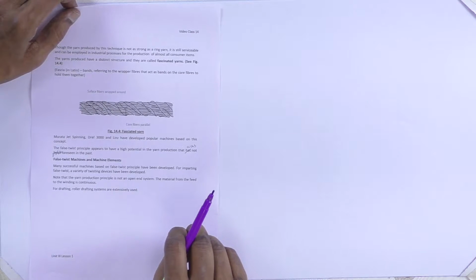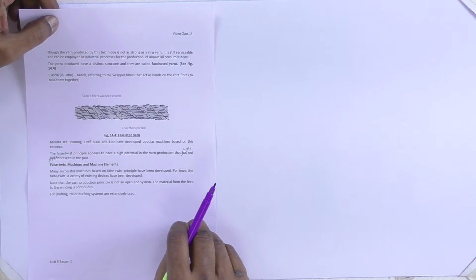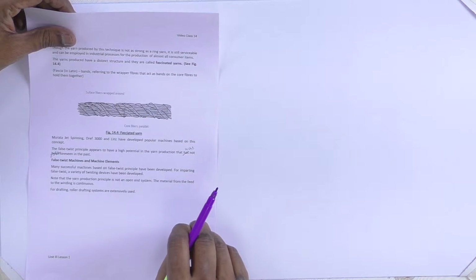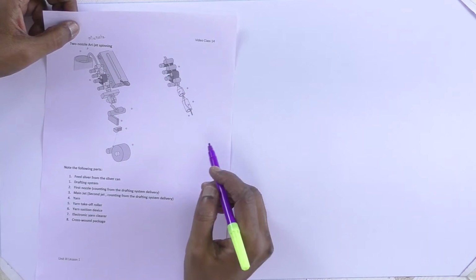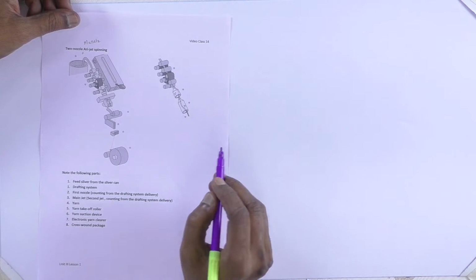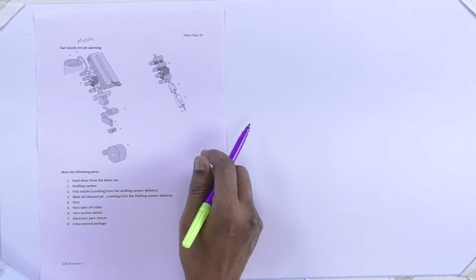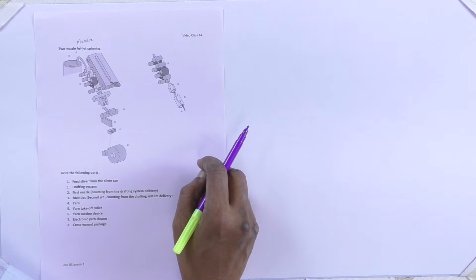The machine that has become highly successful is the Murata jet spinning machine. This is also called the two nozzle spinning system. Let us look at the diagram and try to understand. This is the diagram for the Murata jet spinning employing two nozzles. There is another Murata machine, which is called by another name, Murata vortex spinning, that we will see later.